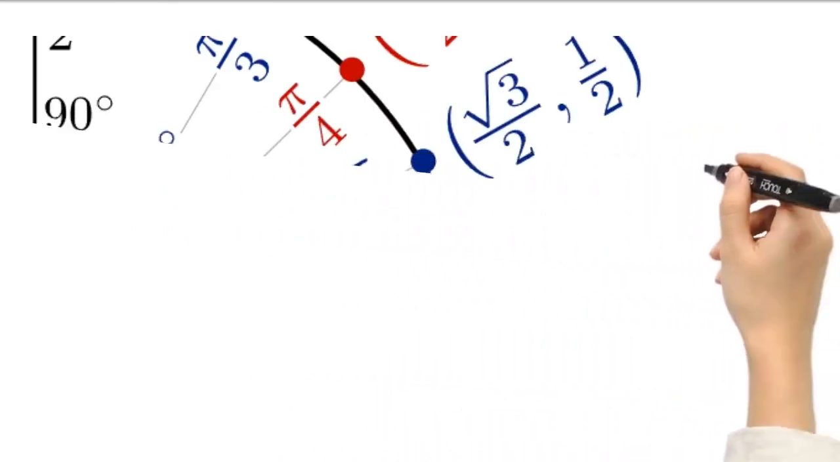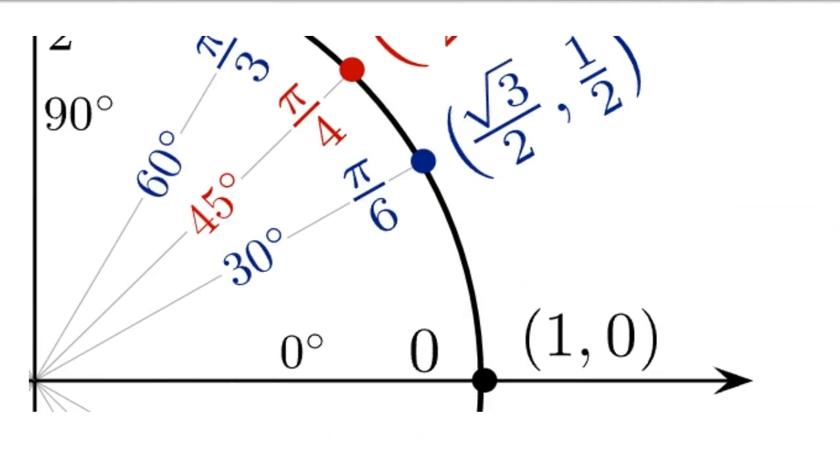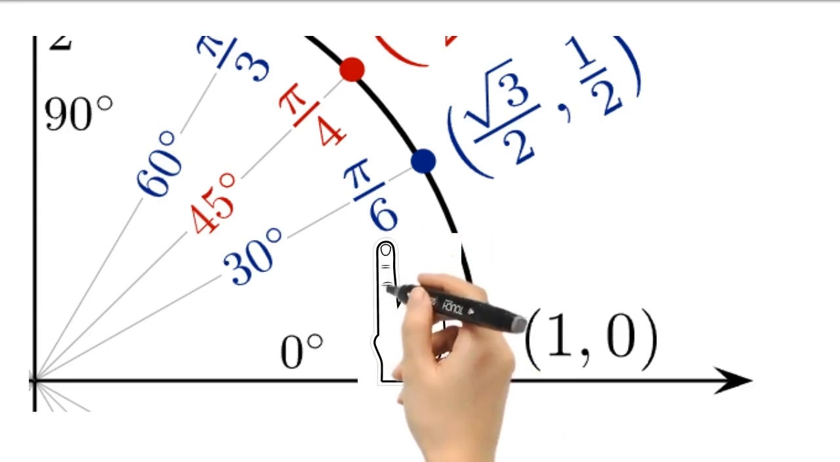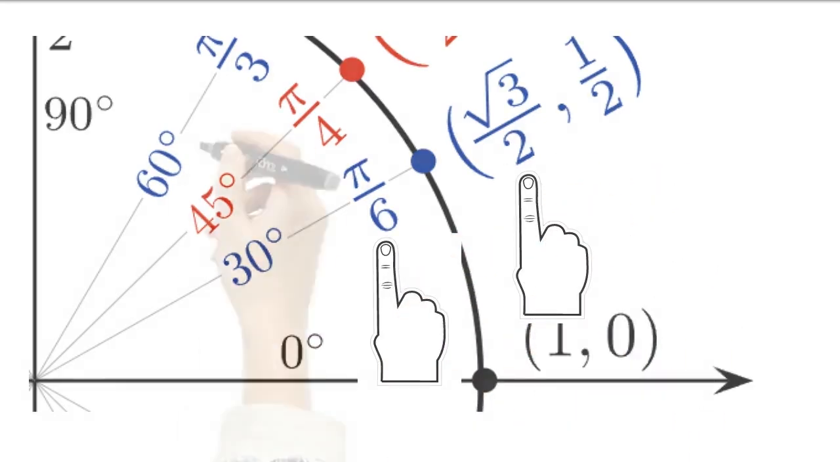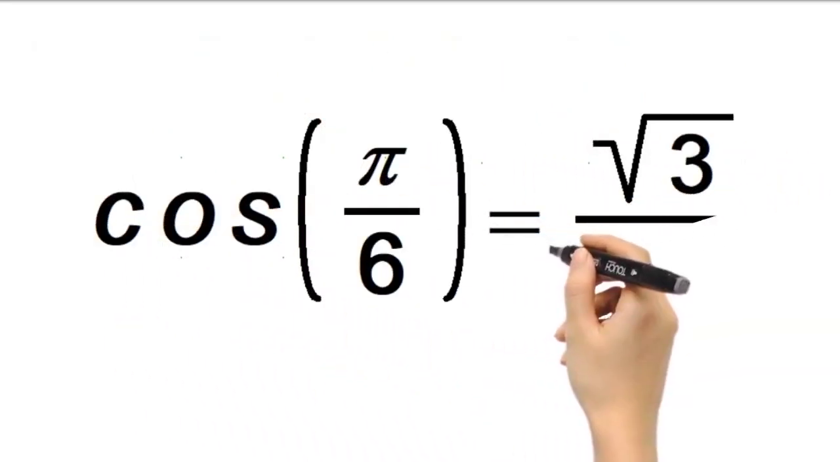One way is to review the definition of the cosine function and remember it's equal to the horizontal coordinate of the points on the unit circle. So when the angle is pi over 6, the cosine function has the value square root of 3 over 2. So we can write that the cosine of pi over 6 is equal to the positive square root of 3 over 2.